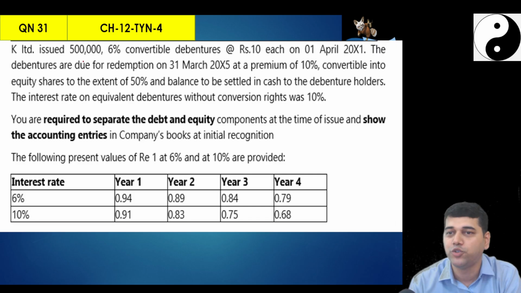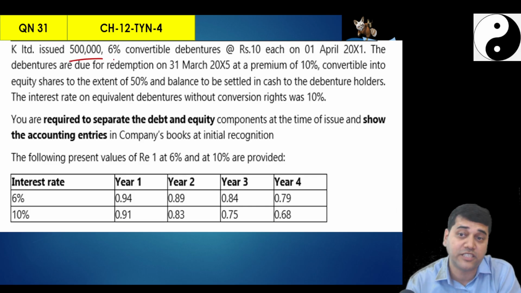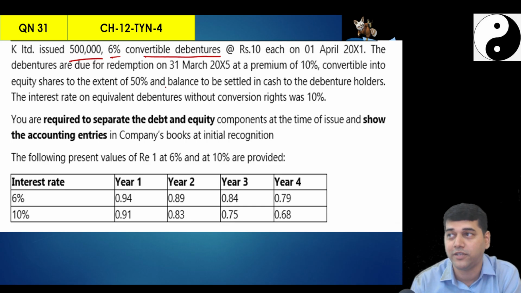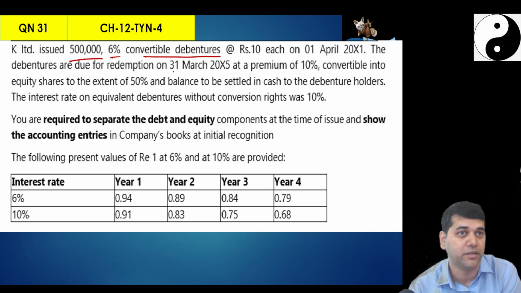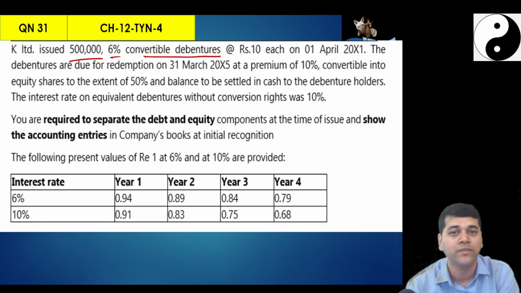K Limited issued... You can leave some space if you are not done. Students, you can pause the video and redo it if you want. K Limited issued 5 lakh 6% convertible debentures. Be careful what they tell. Sometimes they say compulsory convertible, sometimes they say perpetual, sometimes they say non-convertible. God knows what all things they will give. Face value 10 rupees, 1st April.